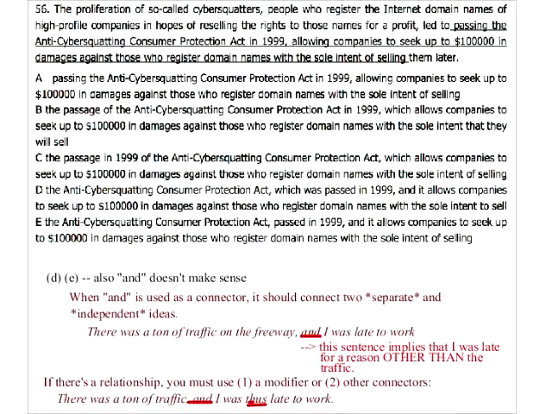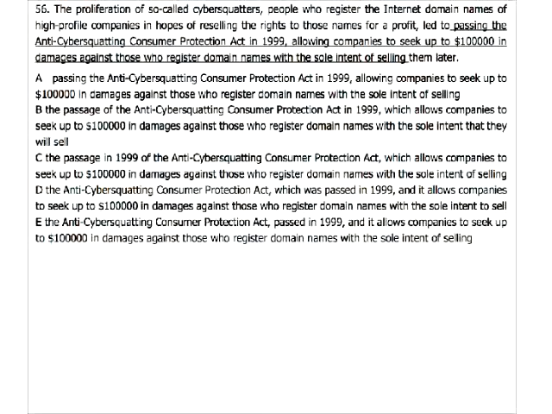So the problem here is this, these are not separate, so that's incorrect. Again, that's a spoken language issue. A couple of other things, let's see, it's an idiom thing.